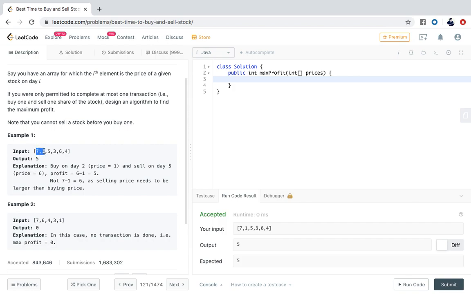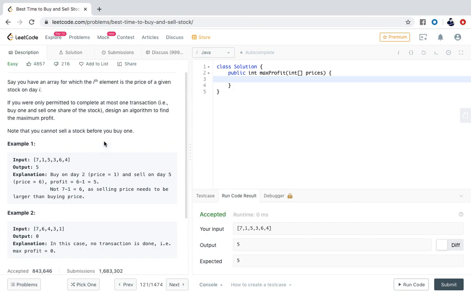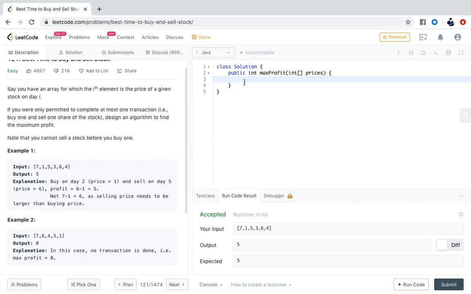Notice the 7 and 1: if you buy a stock at 7 and sell it at 1, then you are at a loss of $6. So that is not the solution. You have to make sure the first element that you get is the minimum one, and then the second element is larger, because you are buying first and then selling later. So okay, this problem is pretty straightforward to solve.